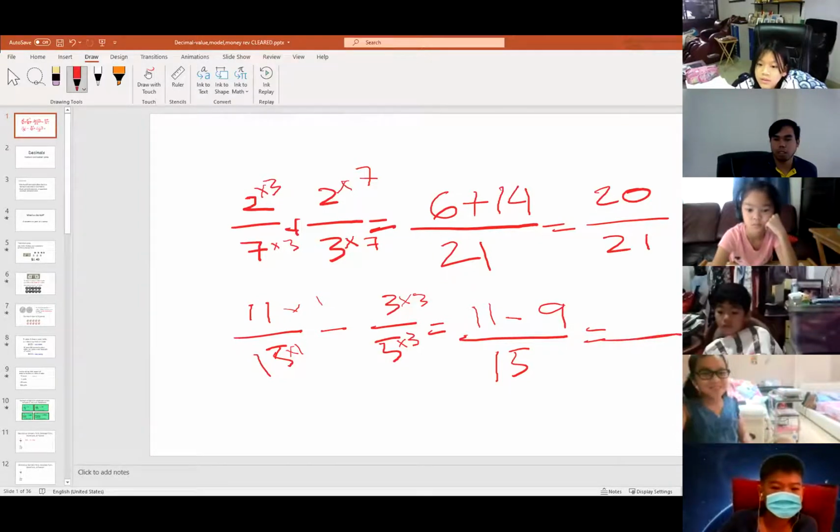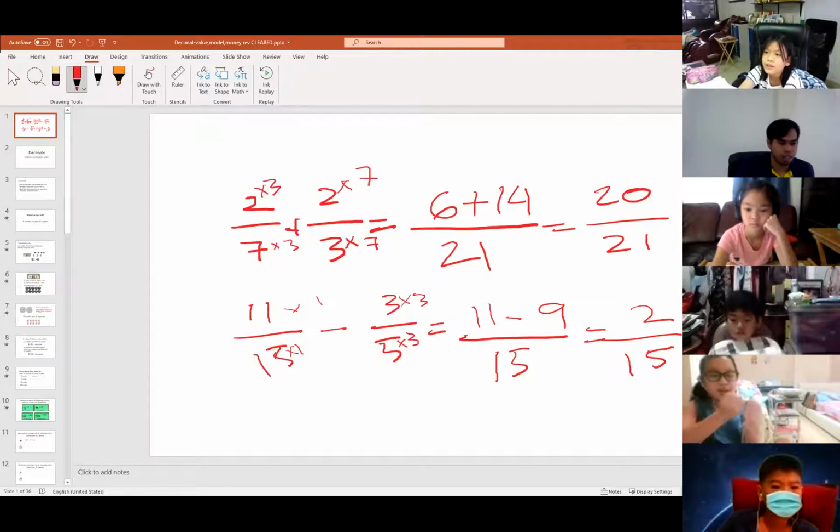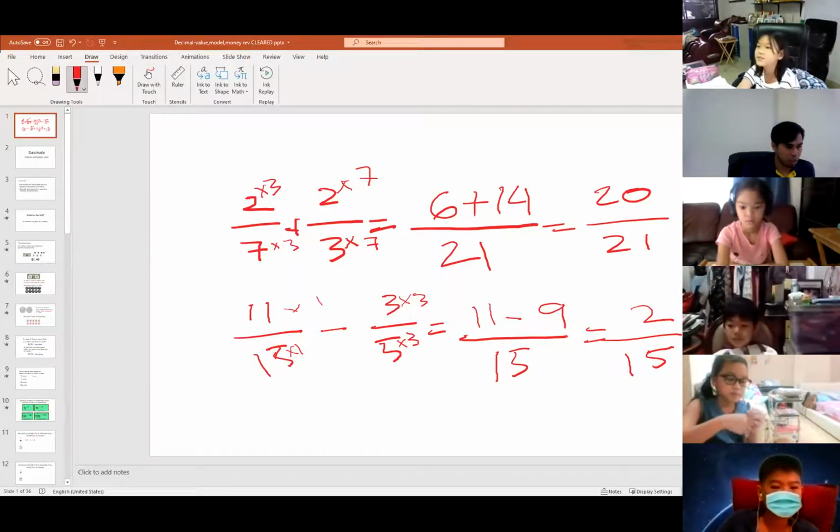Okay, 11 minus 9 is 2. Okay, is that already simplified, or can you make it smaller? Yes or no? We cannot. Can we make it simpler? No, teacher, no more, right? Because they're not multiples of each other, 2 and 15, right?